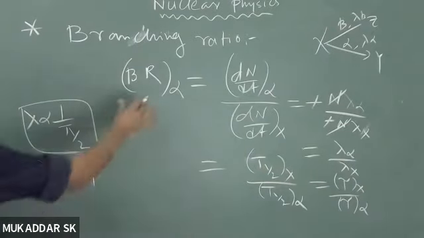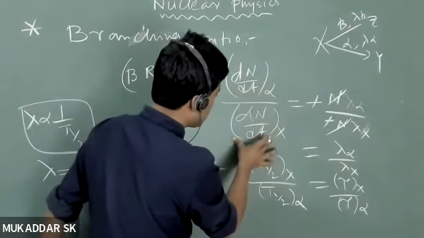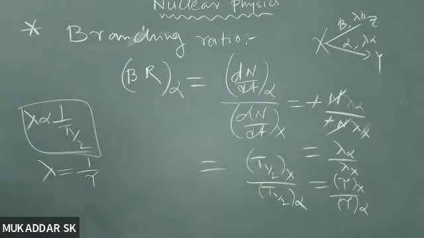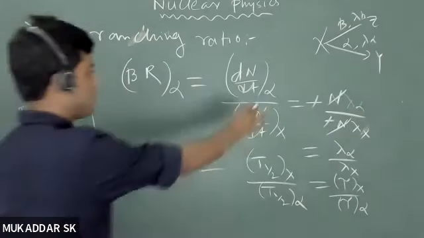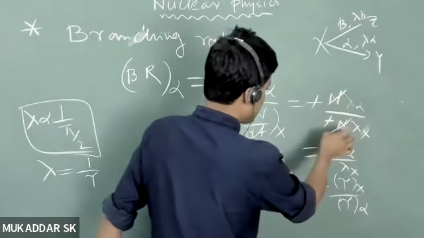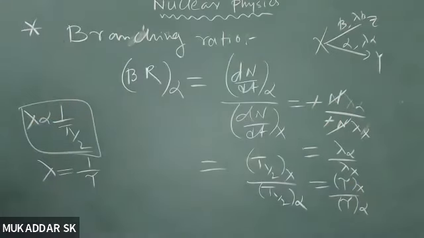So branching ratio for alpha decay will be the rate of decay in alpha divided by the total decay rate. You know N is N naught e to the power minus lambda t, and dN by dt is nothing but minus lambda N. So for alpha decay you will have minus lambda alpha N, and for total decay minus lambda N, and you have a reciprocal relation of lambda with t half as well as mean life. We have just substituted those values.